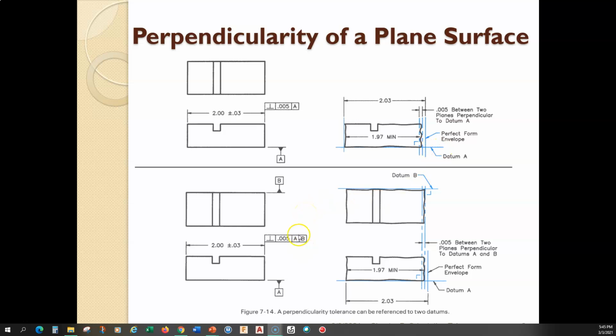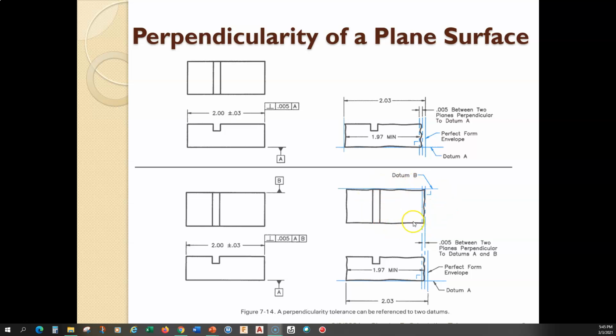Now, in this example, this is the first time we're looking at an orientation feature control frame with two datums, right? So here we're saying that, again, this surface here, we want it to be perpendicular to A, all right? But we also want it to be perpendicular to B, surface B, right? Which it is, according to the drawing.